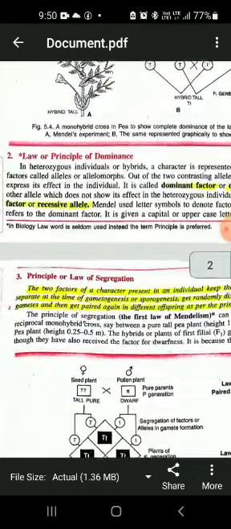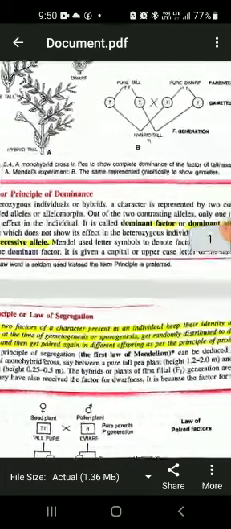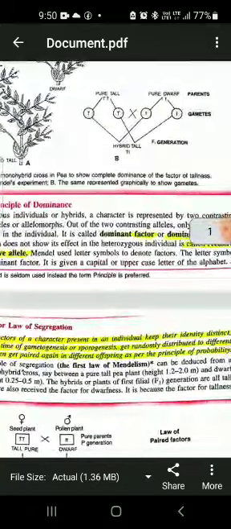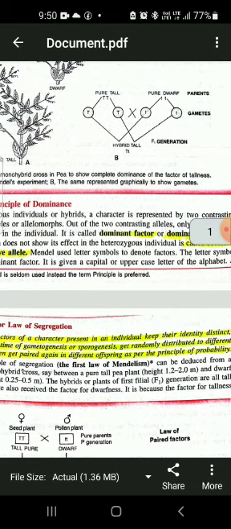tall. From this observation, he could establish a hypothesis, and that was the principle of dominance. Here, the two alleles, dominant allele and the recessive allele, capital T and small t, both are present in the individual, but individual appears to be tall. It is because for the tall, this capital T allele is representing the feature, and the dwarfness of the plant is represented by the small t.